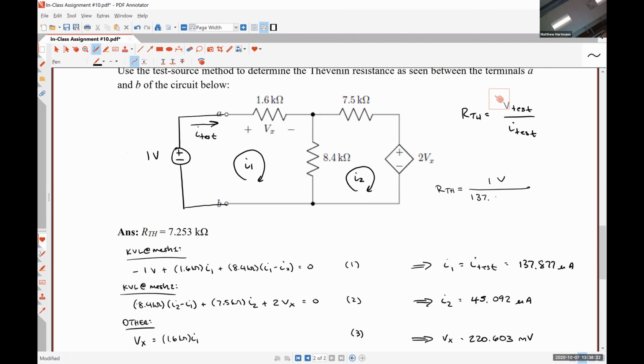which is 137.877 microamps. I get 1 over X is 7,252.830 ohms, or 7.253 kilo ohms, which exactly matches my expected answer. So not particularly difficult there. Anybody have any questions about the measurement analysis technique that we employed here to solve this one?